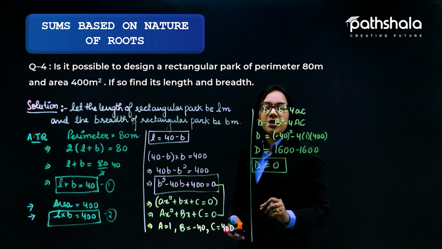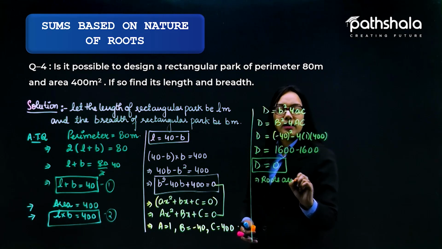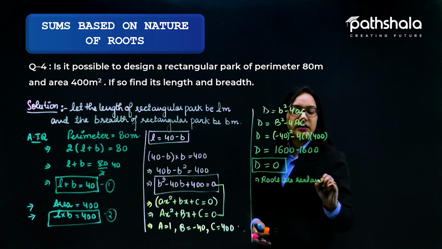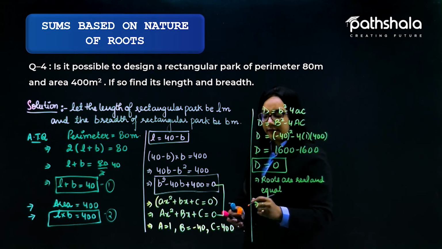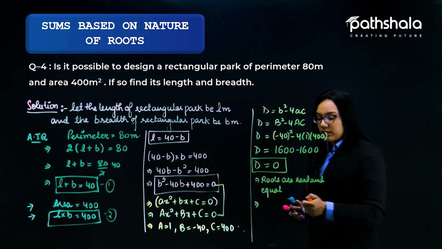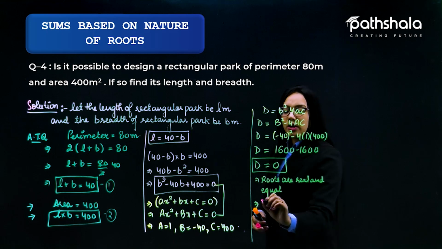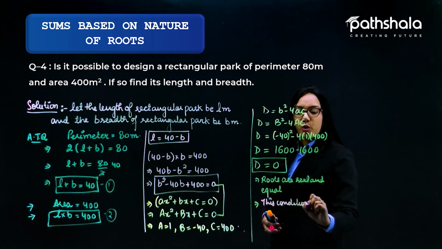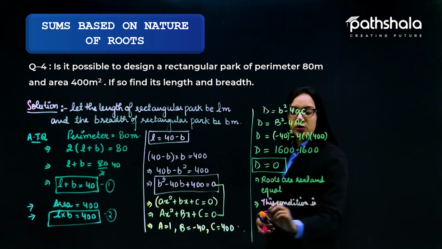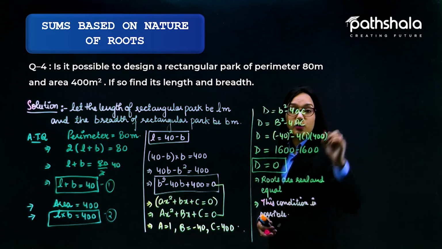So if the discriminant is equal to 0, it means that the roots are real and equal. And if the roots are real and equal, it means that this condition is possible. This condition is totally possible. And if it is possible, now let's find the roots of it.